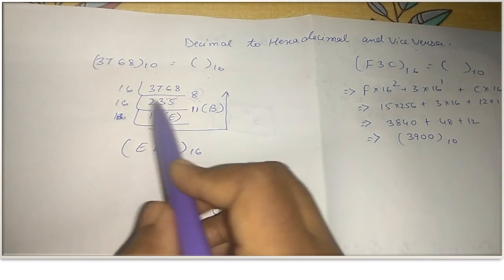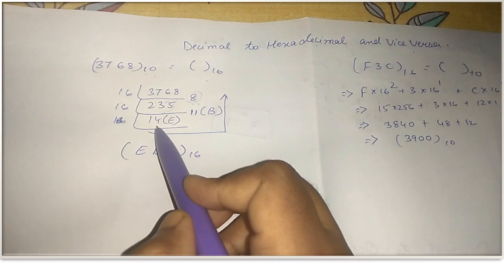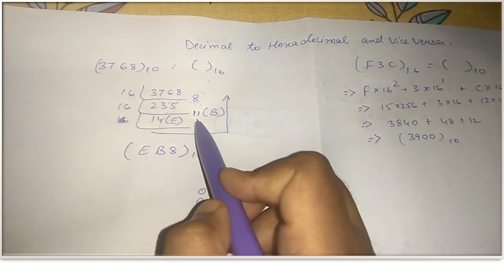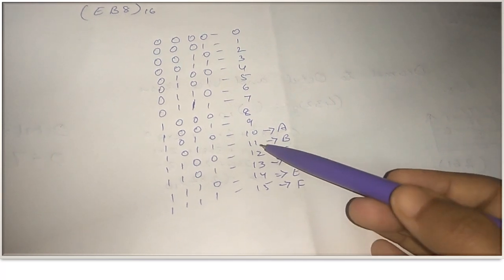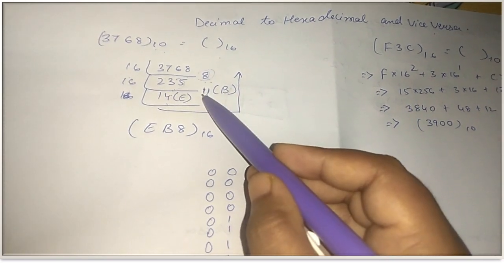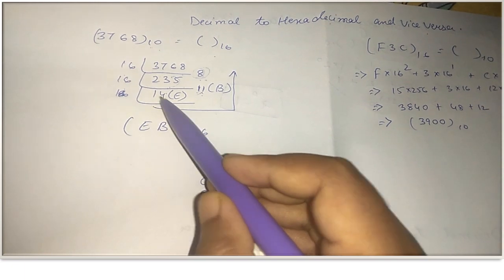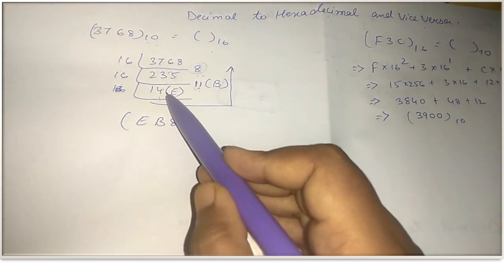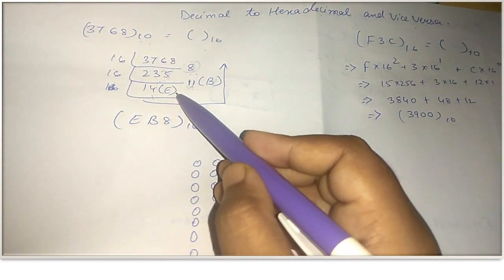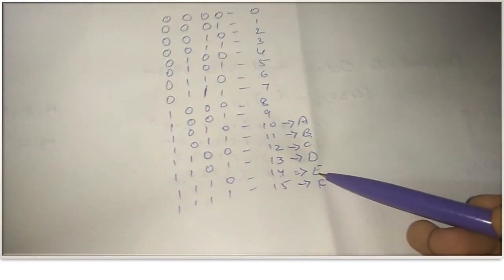Next, 235 again we will divide by 16. We get the quotient as 14, but the remainder as what? 11. So how is 11 written here? 11 is written as B. So B will be written over here. 11 we got as remainder, so we write B. Next, the quotient we received is 14. 14 is less than 16, so no need to divide further. We will write here E, because 14 is denoted as E. Okay, you have to remember.